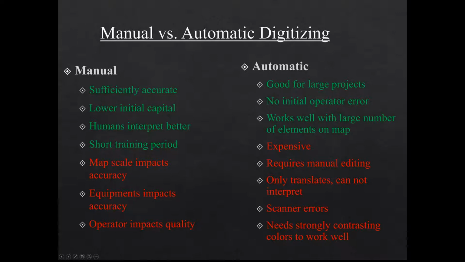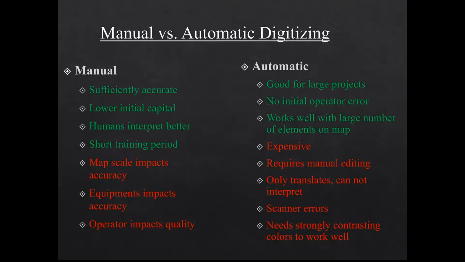Now that we've seen both automatic and manual digitizing methods, let us take a moment to discuss positive and negative aspects of the two methods. Manual digitizing is typically sufficiently accurate as humans can interpret maps easier than computers. As digitizing is not typically a job that requires highly skilled operators, the training period is often short and the labor is cheap. The negative aspects of manual digitizing is that the map scale impacts the accuracy.